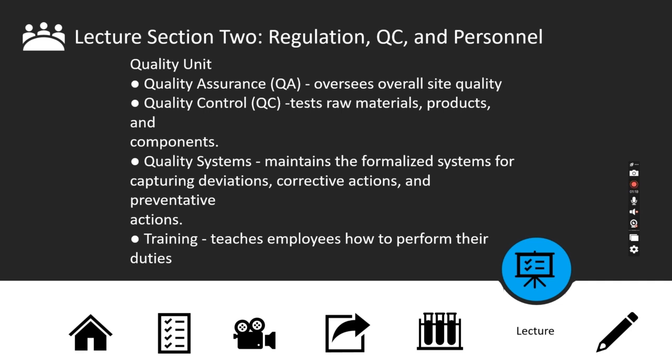Quality assurance oversees overall site quality, and quality control tests raw materials. You have different quality systems that maintain capturing deviations, corrective actions, and so forth. Training is important because the biggest cause of deviations is inadequate training.